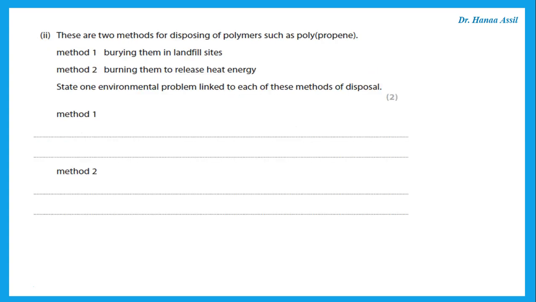These are two methods for disposing of polymers. Method 1, burying them in landfill sites. Method 2, burning them to release heat energy. State one environmental problem linked to each of these methods of disposal.